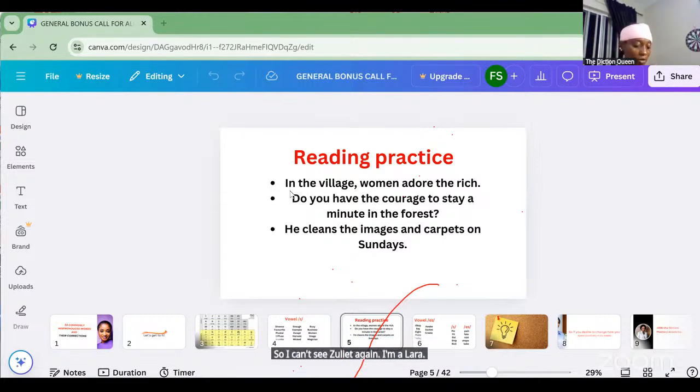Amalara, please unmute. Good evening, ma'am. Good evening. Good evening, not good evening. In the village, women adore the rich. Okay. Do you have the courage to stay a minute in the forest? He cleans the images and carpets on Sundays. I'm done. Well done.